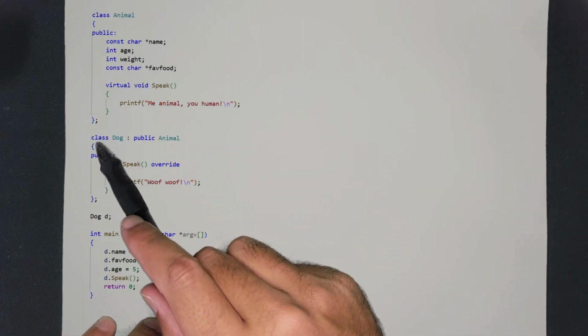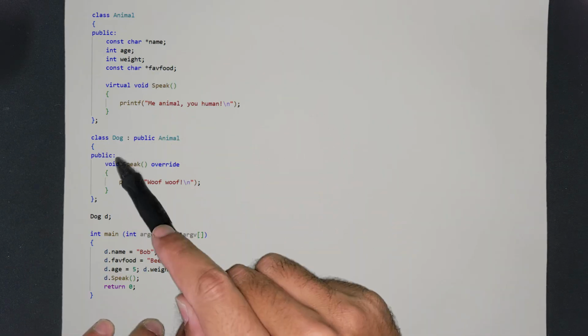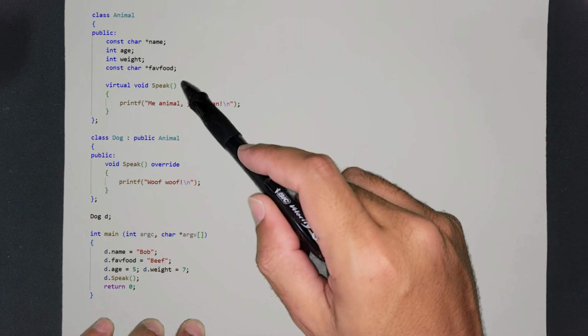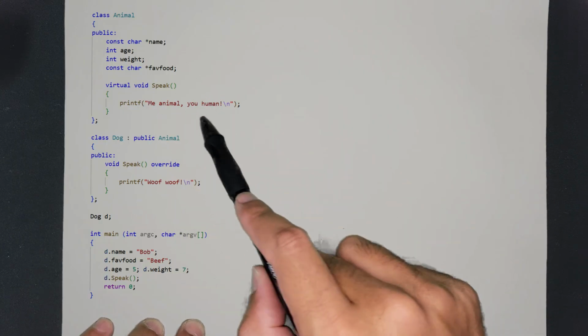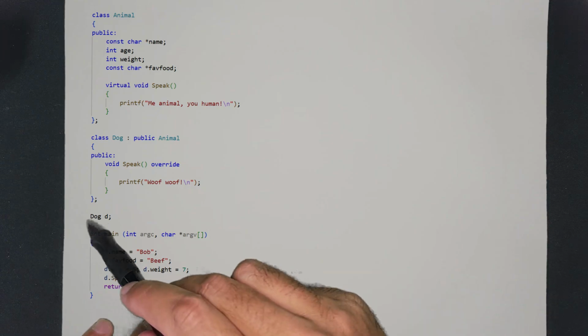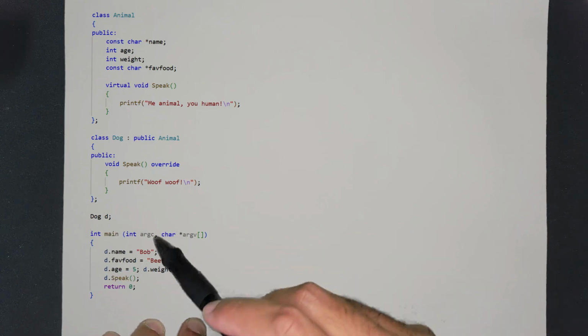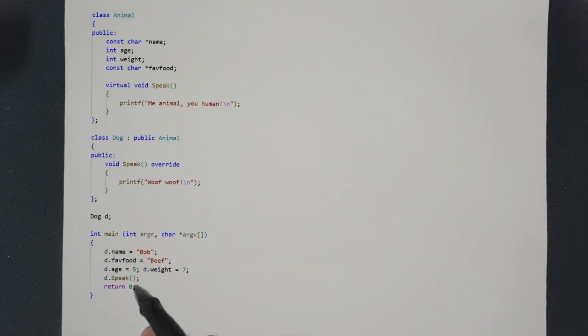Let's create a derived class, dog, and inherit from animal. And then let's override the speak function. And now he's able to say woof woof instead of me animal, you human. So we get rid of our placeholder. Now he's a real dog. Let's declare the variable. We have to set the data here. And then what we're going to do in main is call speak. Okay, so same thing that we did before. Let's look at the assembly.